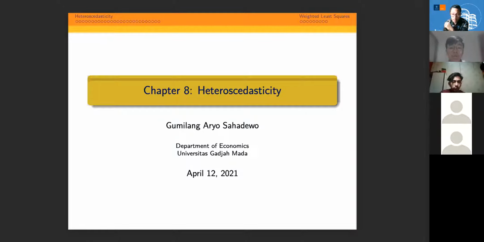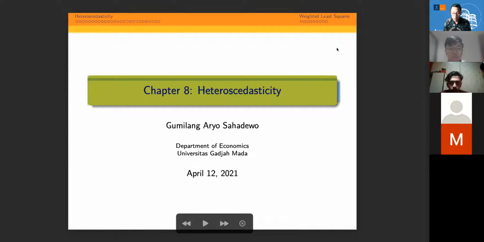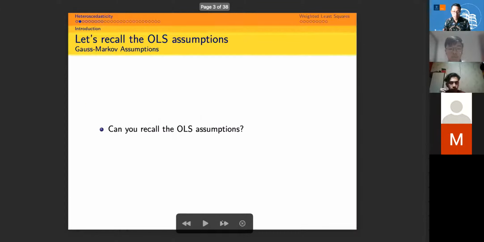I'm going to start with an overview of the concept regarding heteroskedasticity and the consequences of heteroskedasticity in the estimation of our model parameters. Okay, so I'm going to start with just a recollection of the OLS assumptions. Can anyone tell at least the first 5 assumptions of OLS for the multiple linear regression? Anyone?